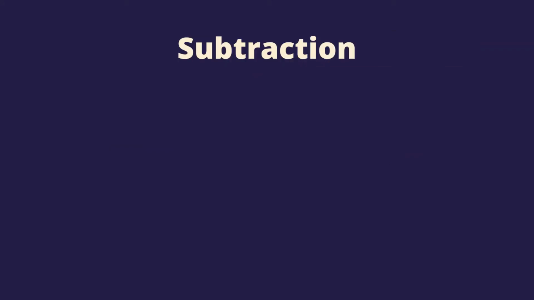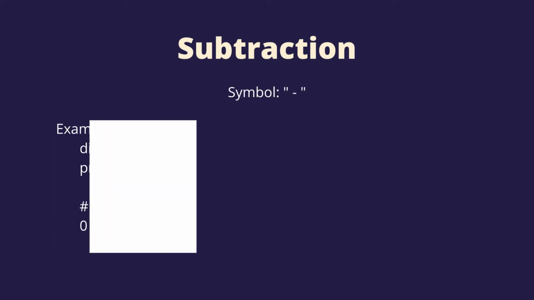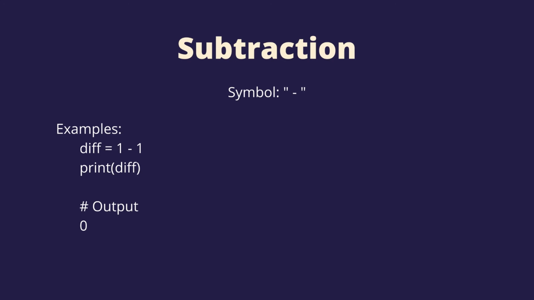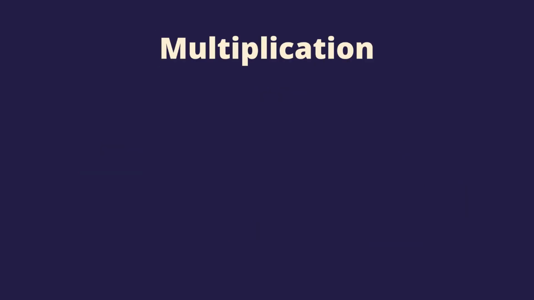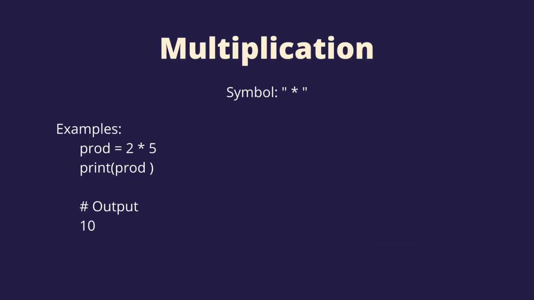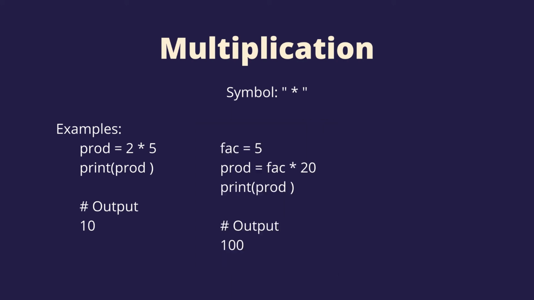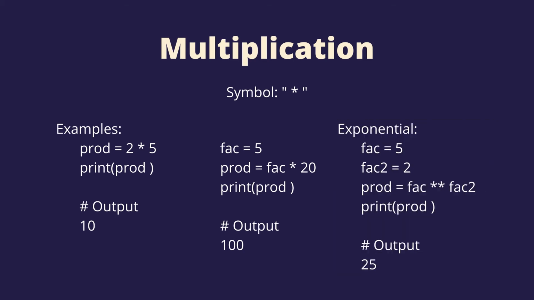Subtraction is the act of subtracting values. We use a symbol minus between two numbers or variables. Multiplication is the act of multiplying numbers with the use of the symbol asterisk. You may also consider exponential operations as a subtype of multiplication. Use two asterisks instead of one to perform an exponential operation.